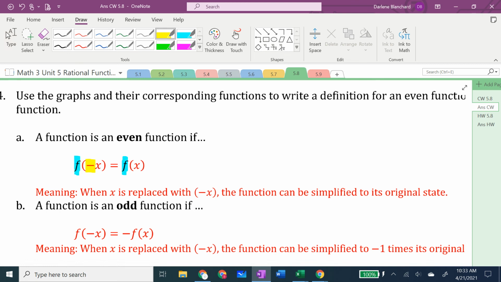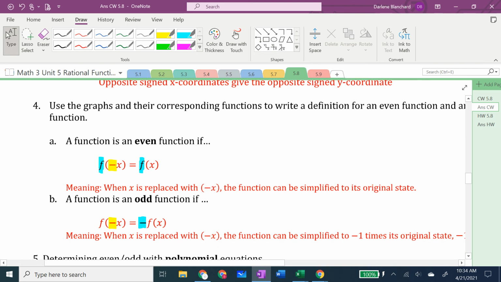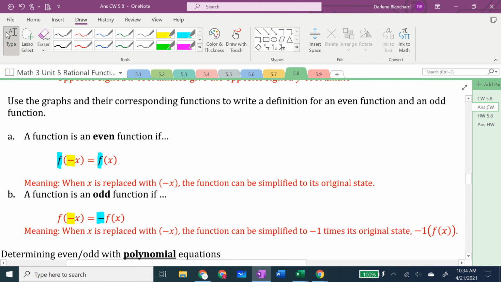With an odd function, if you take an odd function and you horizontally flip it around the y-axis, that is no different than if you multiply outside the function by a negative and flip it over the x-axis. So you'll get the same result whether you flip over the x-axis or the y-axis. Those will be equal. If you replace an x with a negative x, the function can be simplified to negative 1 multiplied by its original state.